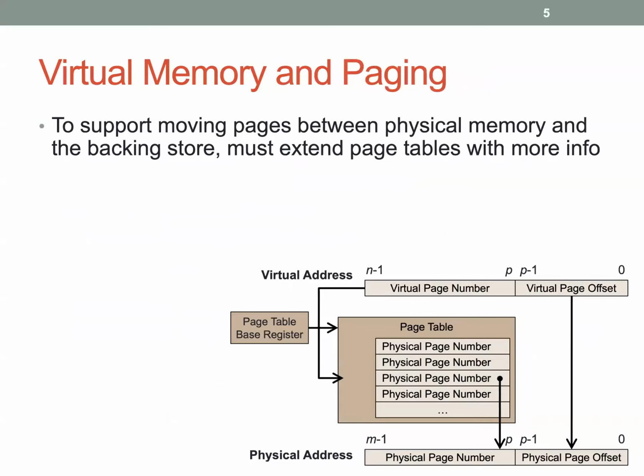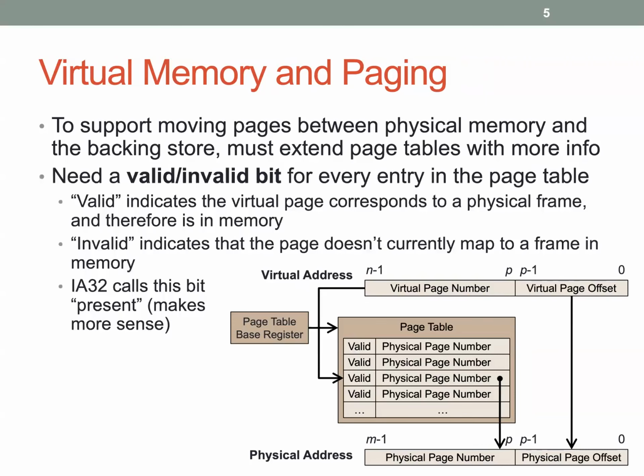Okay, to be able to move pages back and forth between memory and disk or whatever the backing store is, we need some way of keeping track of when an entry in the page table is not referring to something in memory. So we need a way of saying this virtual to physical mapping isn't currently valid. And so we just go ahead and introduce a valid bit that when it's set, we know that that entry contains a virtual page to physical page frame mapping.